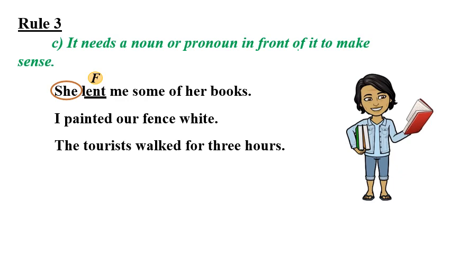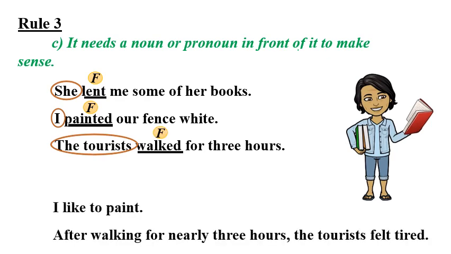"I painted our fence white." The verb in the sentence is painted and it appears right after the subject I. So it is a finite verb. "The tourists walked for 3 hours." In this sentence also, the verb walked appears right after the subject tourists and so it is a finite verb.